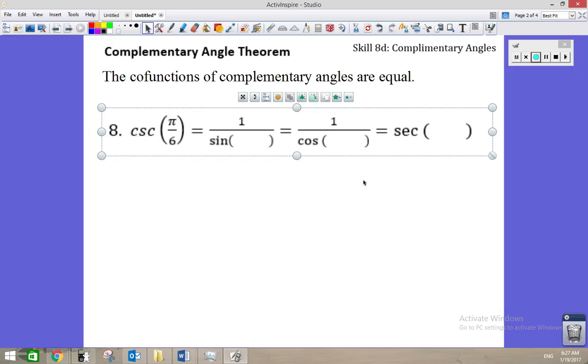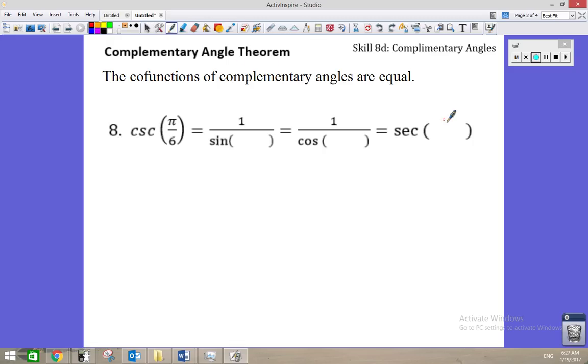So pi over 6 and pi over 3 are complementary angles, because if you take pi over 2 and you subtract pi over 6, you're going to get pi over 3. Get a common denominator: 3 minus 1 is 2, but 2 over 6 reduces to 1/3. So cosecant and secant are cofunctions. Pi over 6 and pi over 3 are complementary.